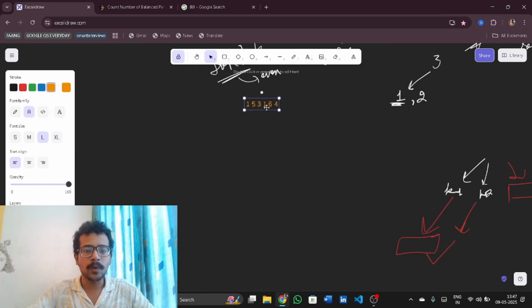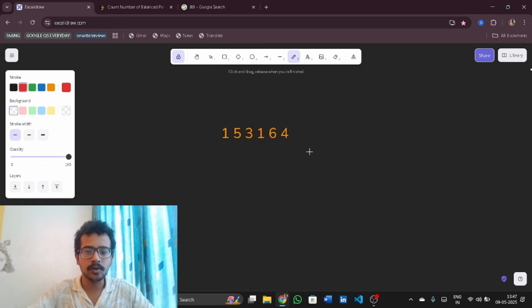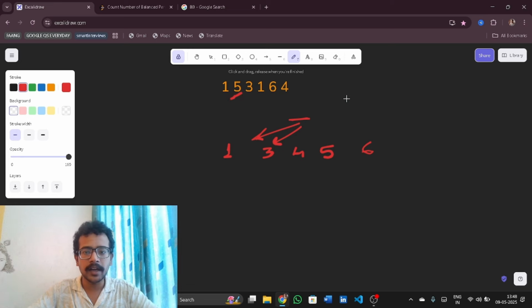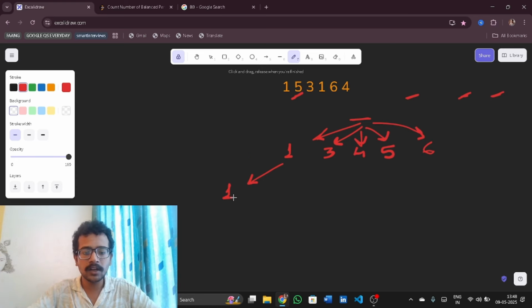Now, I have 1, 5, 3, 1, 6, 4. I'm starting here and going here. Like I just took 1. I can take 3, I can take 4, I can take 5, I can take 6 in odd places, in odd places for 3 times. Now I have 5, 1, 4 at odd places. After 1, I can go to even places with 1, 3, 4, and then 5 and then 6 again.